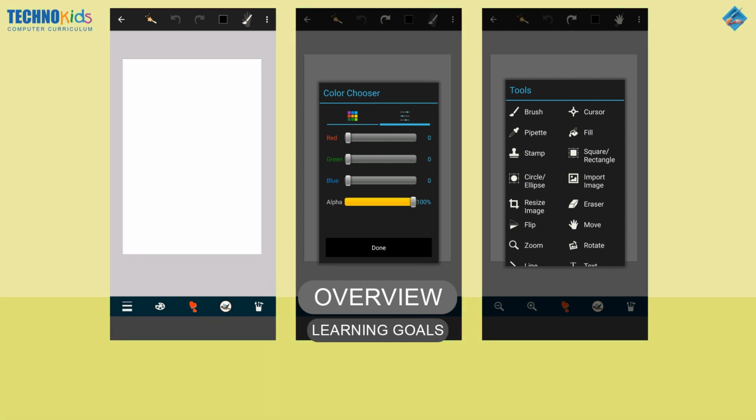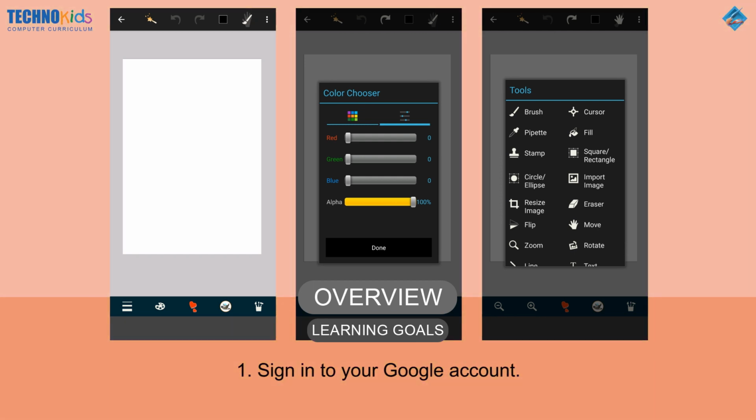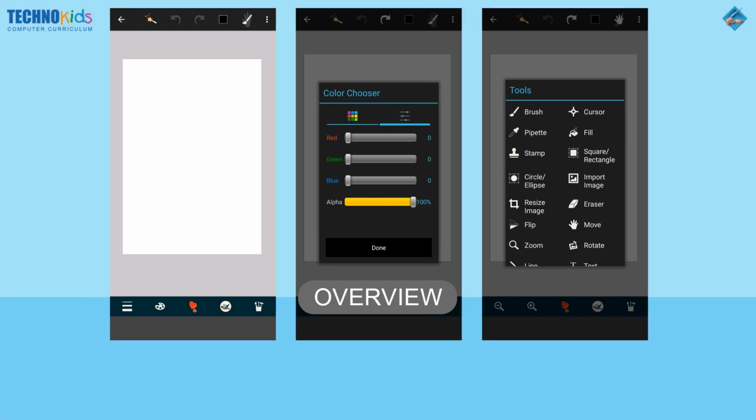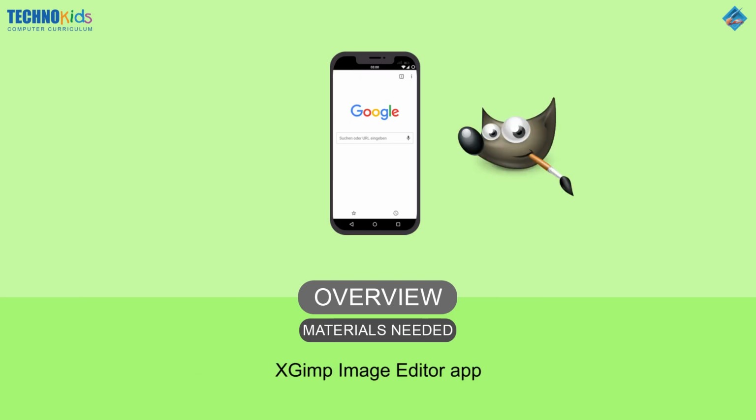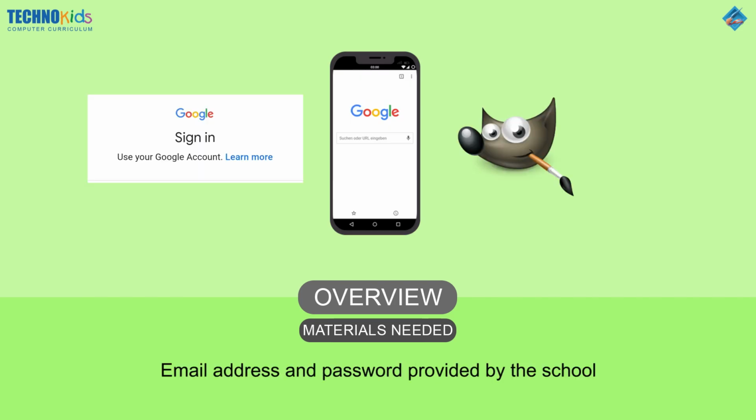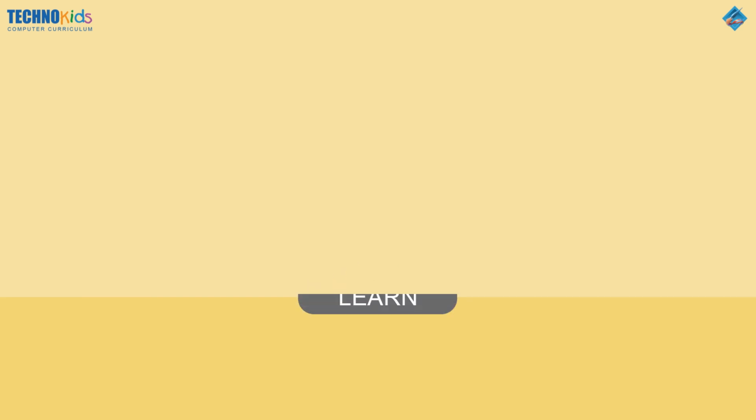Learning goals. By the end of this module, you should be able to: Number 1. Sign into your Google account. Number 2. Install XGimp Image Editor on your mobile device. Number 3. Familiarize yourself with the XGimp interface. Materials needed. For this module, you will need the following: mobile device, XGimp Image Editor app, email address and password provided by the school.